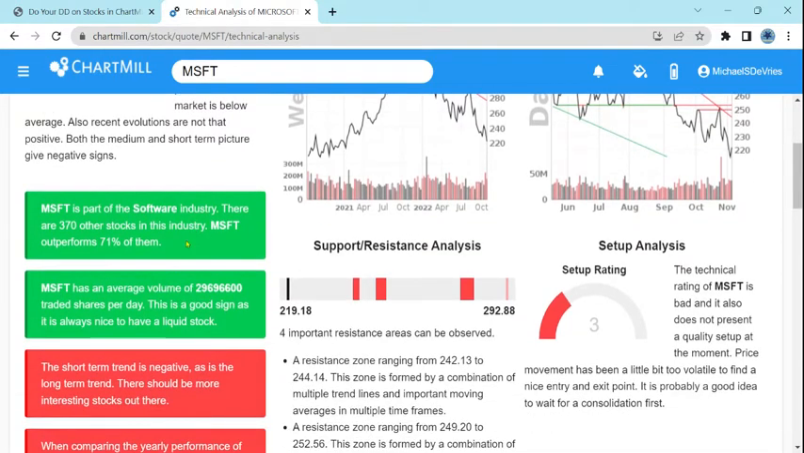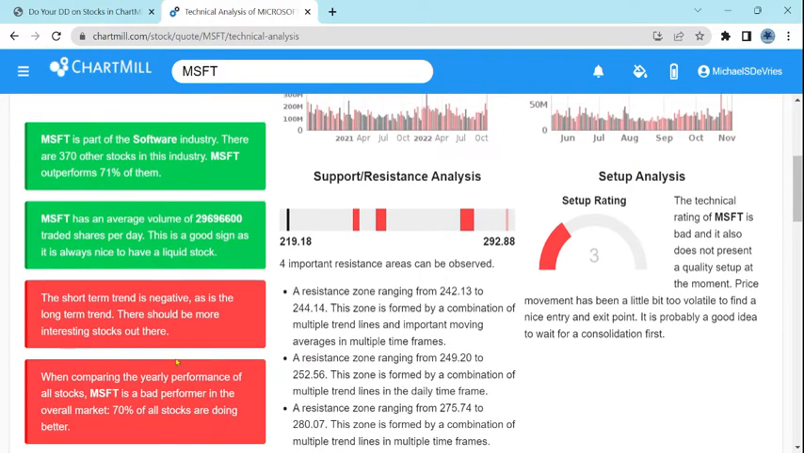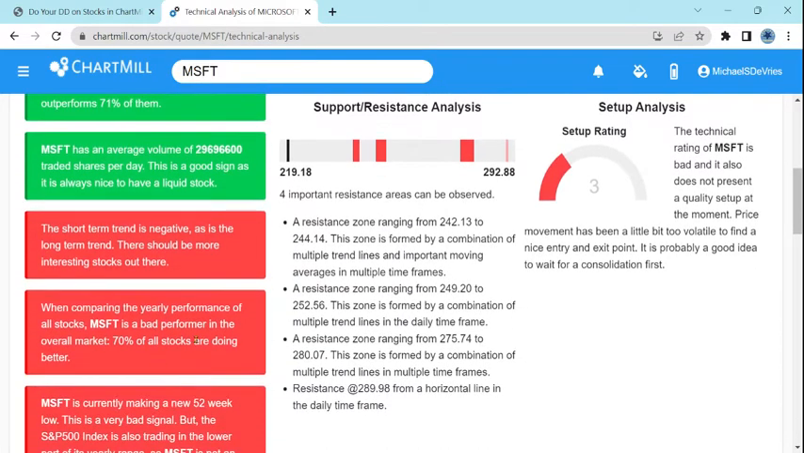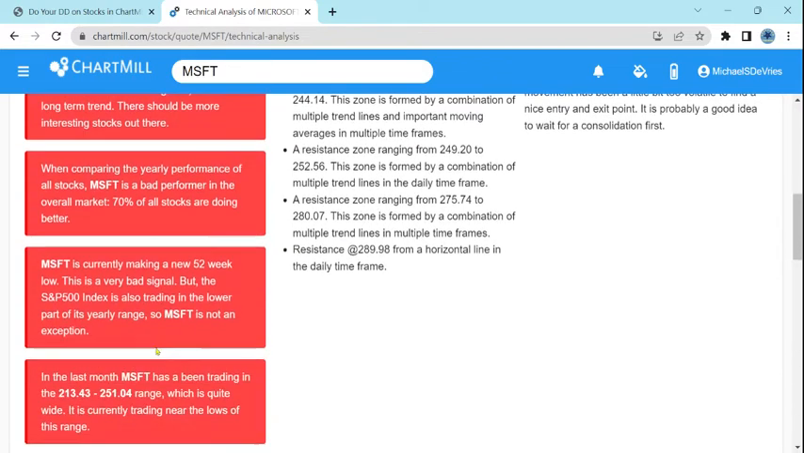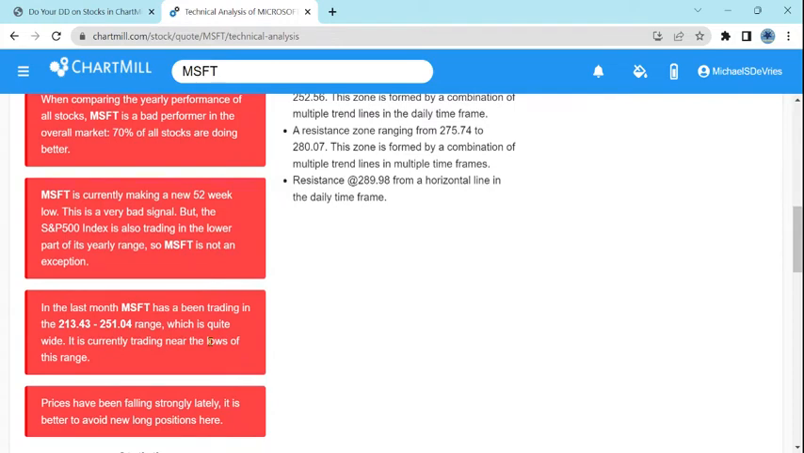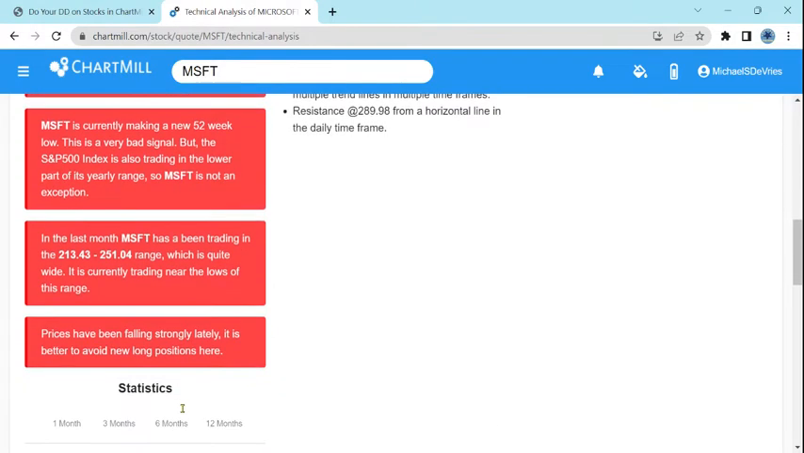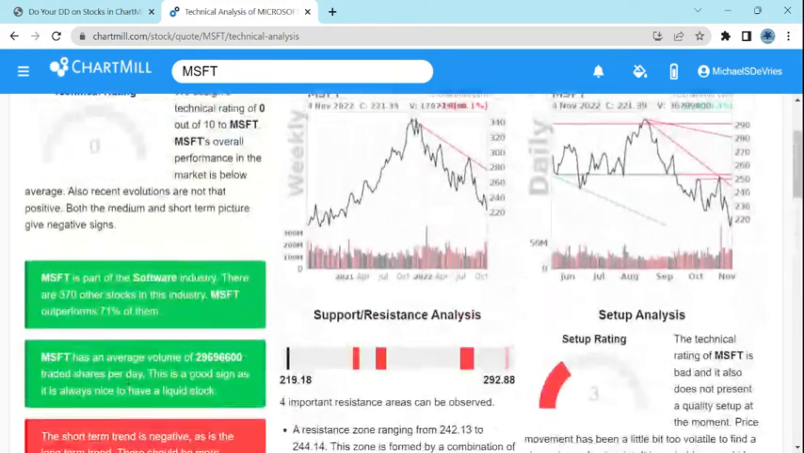So again, we can see it's outperforming. It has good volume, but the short-term trend's negative. Yearly performance is bad. Currently, it's near its 52-week low. It's trading in a range which is quite wide. Prices have been falling. So again, it gives you more detail in the positive and negative factors contributing to that technical rating, which is very helpful.